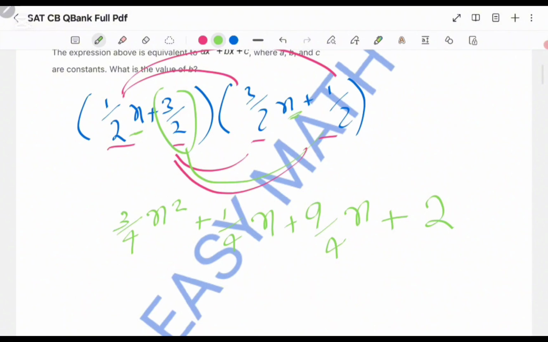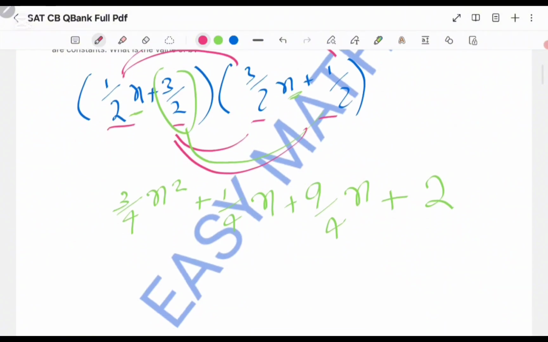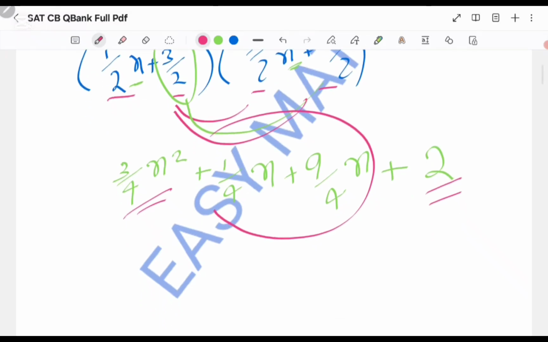Now here, I do want to make sure that I join the like terms only. So this one is here, these two are going to be joined together, and this one is going to stay the same. So when you have 1 over 4 plus 9 over 4, you're going to have the 5 over 2. So if you have 5 over 2x plus 2 in here, and then we have 3 over 4x squared.